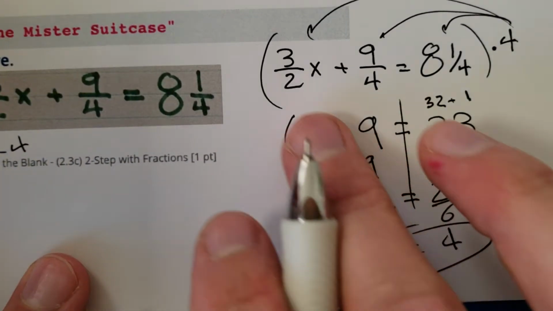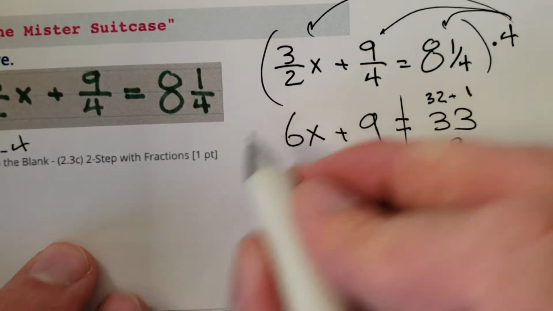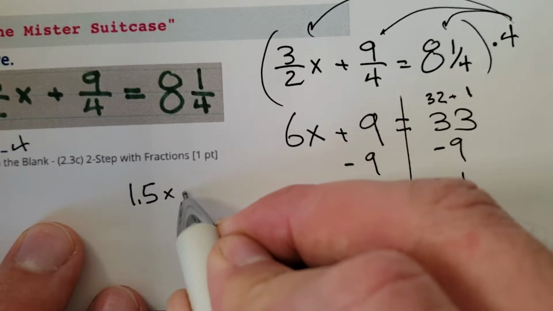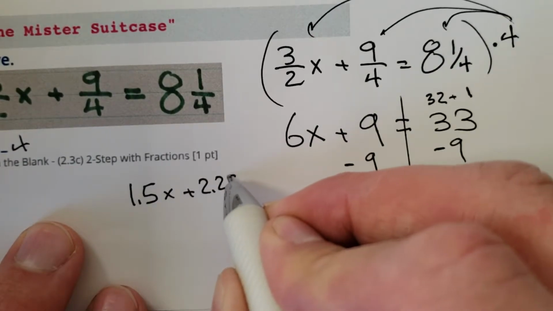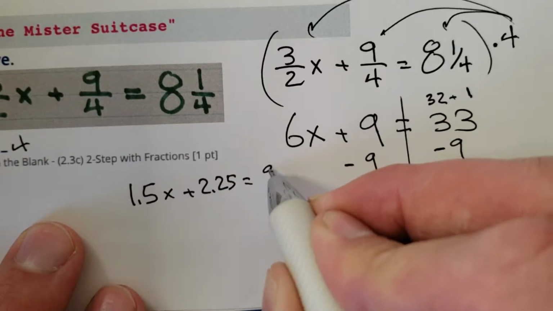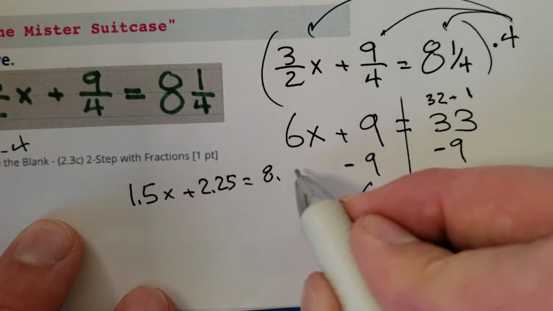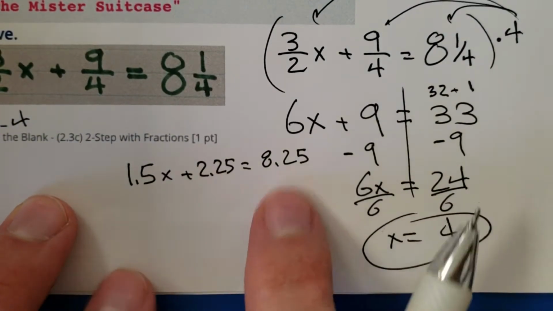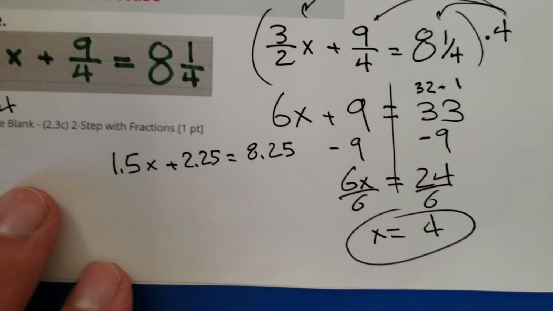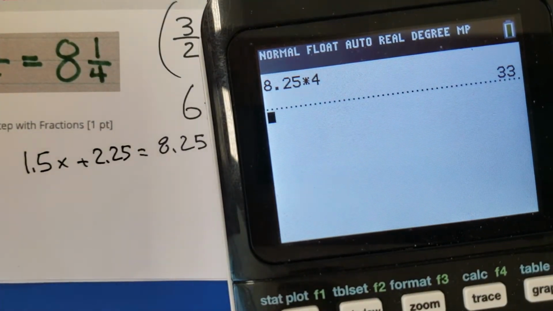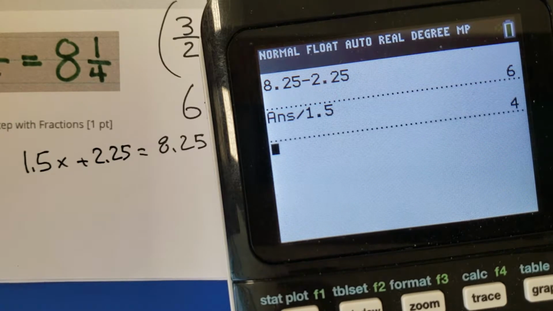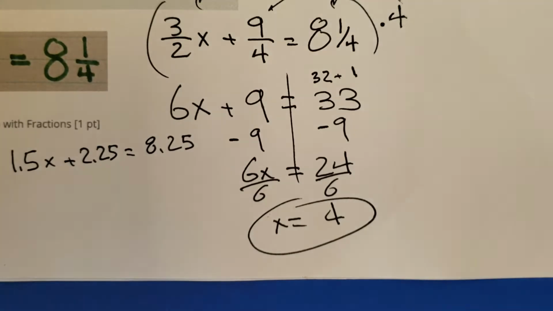Okay, you could have also, since these are pretty nice fractions, you could have just changed them to decimals. 1.5x plus 2.25 equals 8.25. There you go. That's not that bad. You could have solved this one too. We would have got the same thing. Let me just prove it really quick. 8.25. I would have subtracted the 2.25. Then I would have divided by 1.5. Hey, look at that. Same thing. I got a 4.